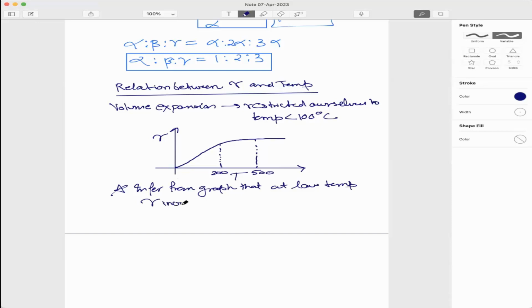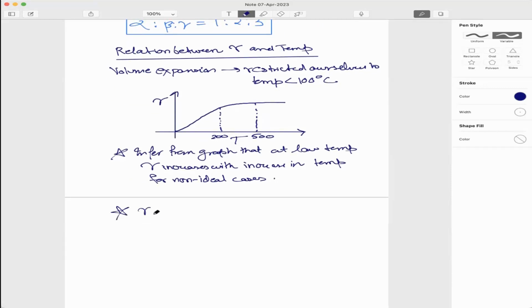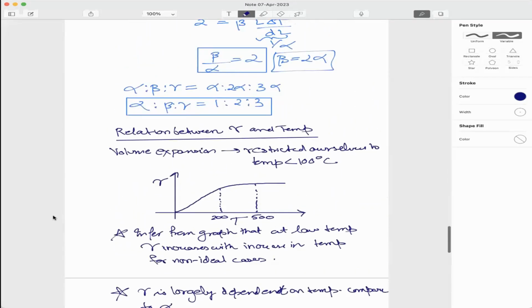So only from this graph you can infer that at low temperature gamma increases with increase in temperature for non-ideal cases. Okay, so that is the one thing that I want to point out, and from here we can also say that gamma is largely dependent on temperature compared to alpha.